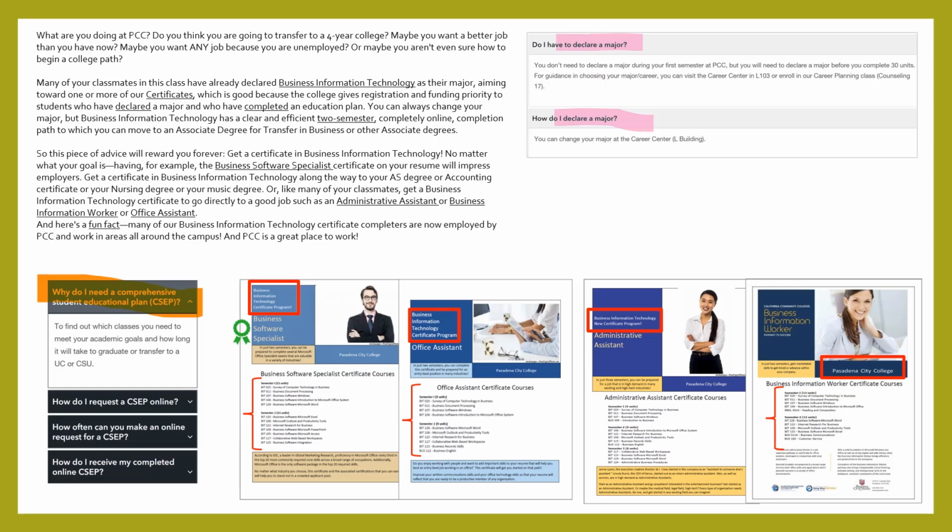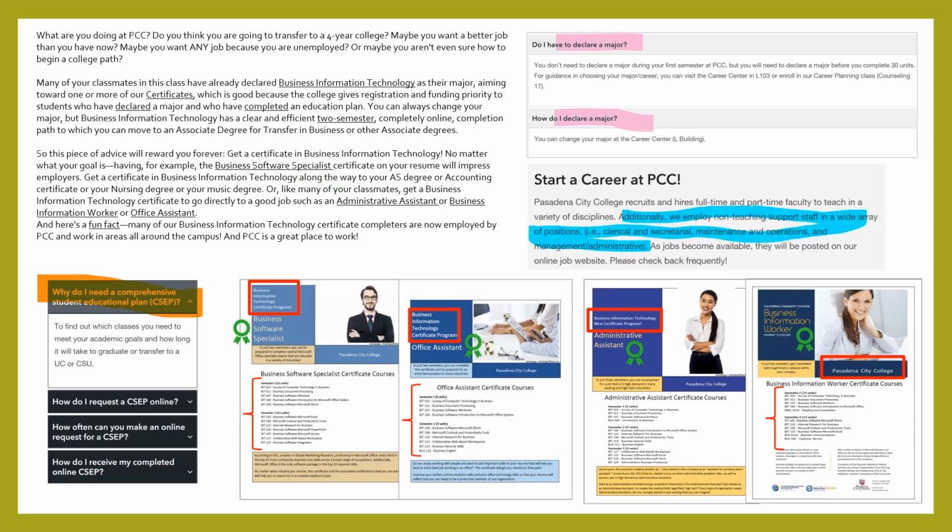Or, like many of your classmates, get a business information technology certificate to go directly to a good job, such as an administrative assistant, or business information worker, or office assistant. And here's a fun fact. Many of our business information technology certificate completers are now employed by PCC and work in areas all around the campus. And PCC is a great place to work.